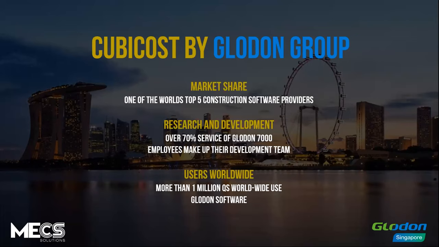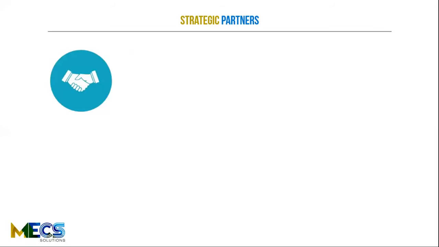So first things first, market share. It's one of the world's top construction software providers, Glodon. Their research and development team is extremely strong. You're looking at over 7,000 employees, and 70% make up that R&D team. And obviously, we have a lot of support from the likes of ACOM, Arcadis, Ryder Levitt Bucknell, a lot of external consultants and contractors working together, continuously giving us feedback in order to make the software better each year. And then lastly, users, over 1 million QSs worldwide and estimators already use the software. So it's very popular.